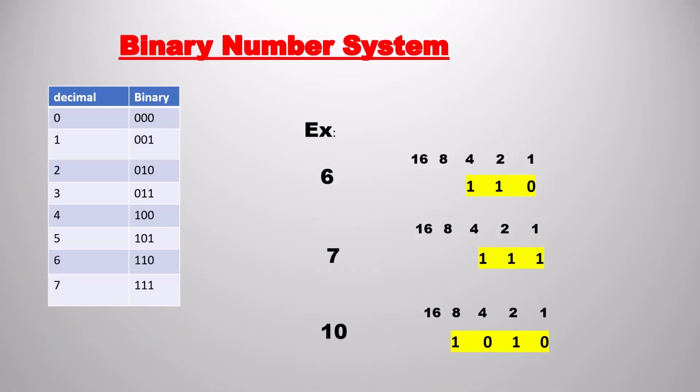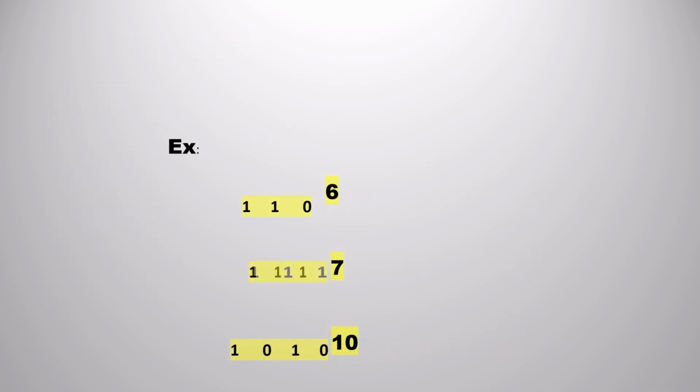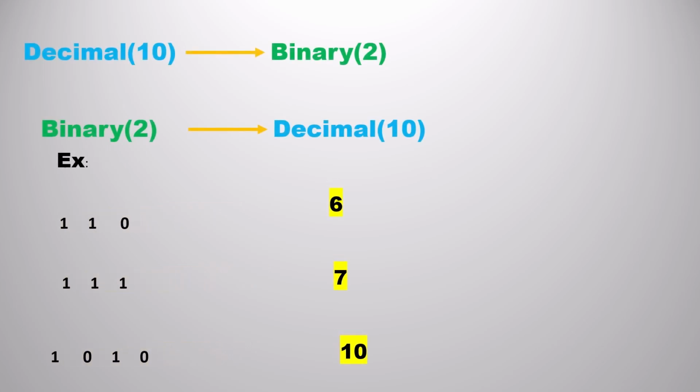Similarly, take the example 10. If you want to write 10 as binary, write from 1 to 16 from right to left, then start. 10 means basically the sum of 8 plus 2, so we need to put two ones there and all the remaining zeros. So we will get 1010 as our desired binary number for 10. This is the simple format of converting a decimal to the binary system.